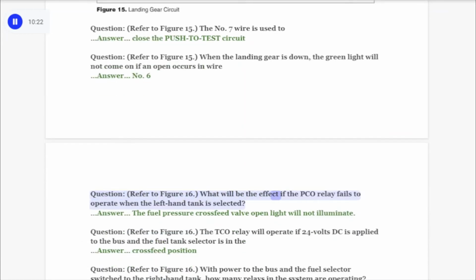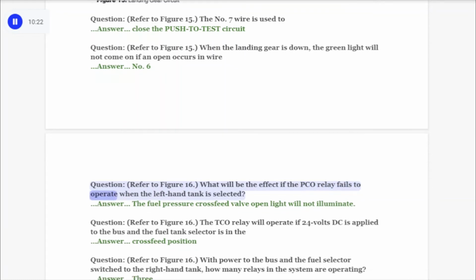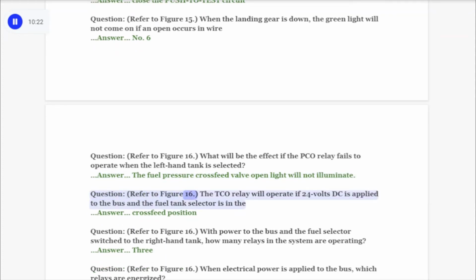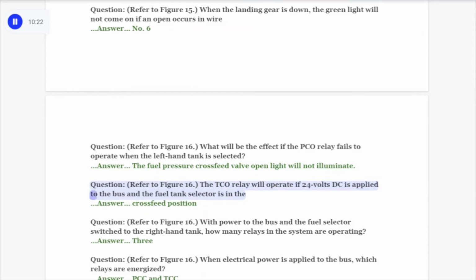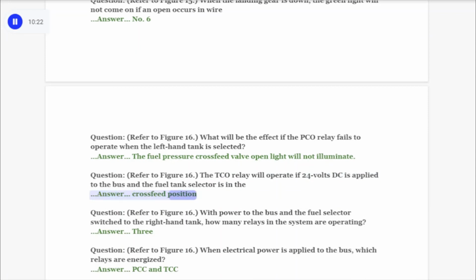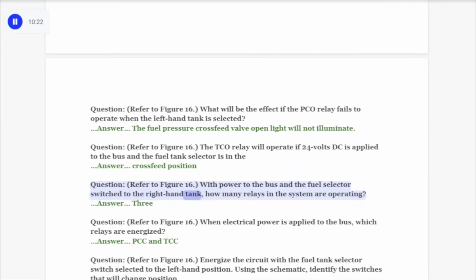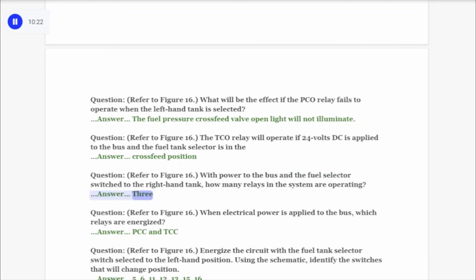What will be the effect if the PCO relay fails to operate when the left-hand tank is selected? Answer. The fuel pressure crossfeed valve open light will not illuminate. Question. Refer to Figure 16. The TCO relay will operate if 24 volts DC is applied to the bus and the fuel tank selector is in the. Answer. Crossfeed position. Question. Refer to Figure 16. With power to the bus and the fuel selector switched to the right-hand tank, how many relays in the system are operating? Answer. 3.